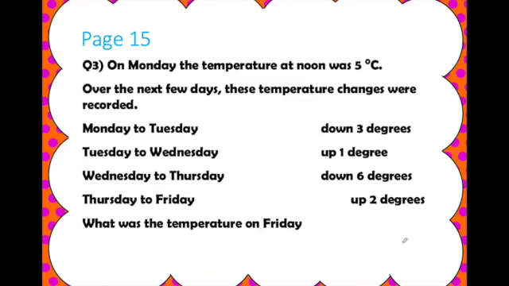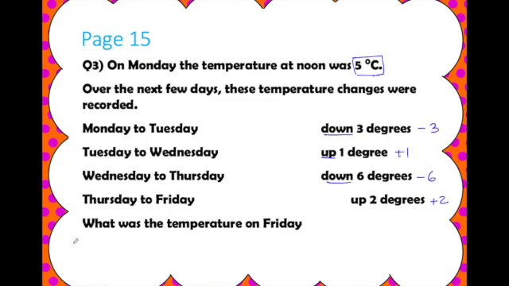On Monday, the temperature at noon was 5 degrees Celsius. So the question is starting on Monday with 5 degrees Celsius. Over the next few days, these temperature changes were recorded. Monday to Tuesday, down means the temperature went down by 3 degrees Celsius. Down means negative 3. The next day up means positive 1. Again down means negative 6. Up positive 2. So these two words you have to understand. Up for a temperature refers to a positive number and down refers to negative.